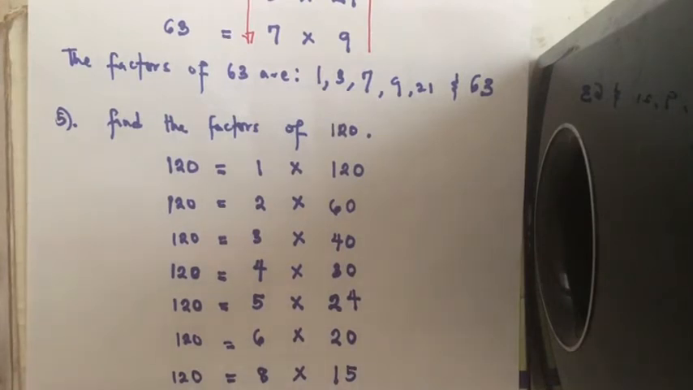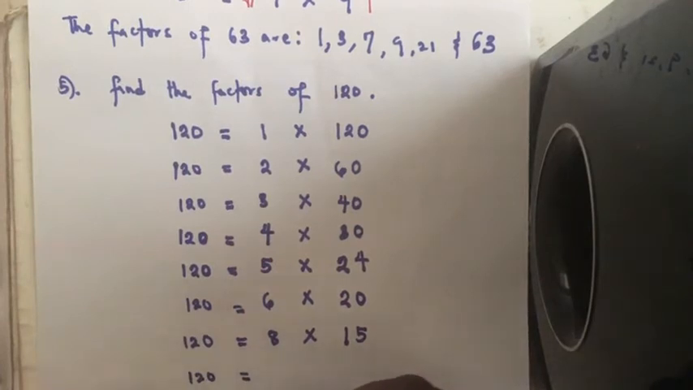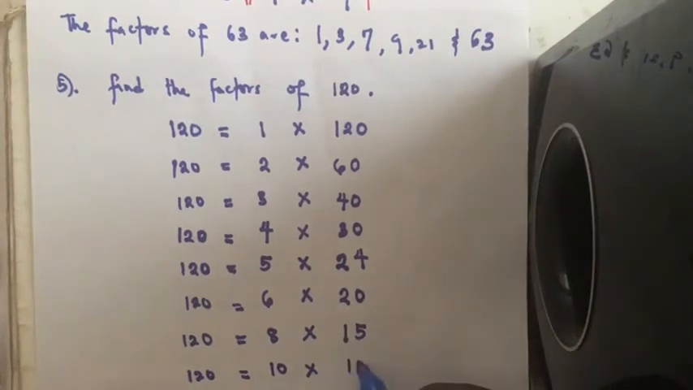Can you think of any other digits? You can pause the video. After 8, we have 9. Can it go? No. What about 10? Yes, 10 can go. 10 is a factor of 120. If I write 10 here, 120 divided by 10 will give us 12. So 10 times 12 is 120.